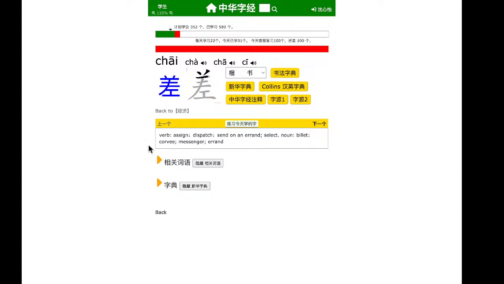Billet, corvée. Corvée is a type of temporary forced labor. Yeah, 差夫. This is messenger. This is a very rare word in English. Well, obviously it's a French loan word, but errand, right? 差事. 你做什么差事？ Like people ask me what do you do for a living?